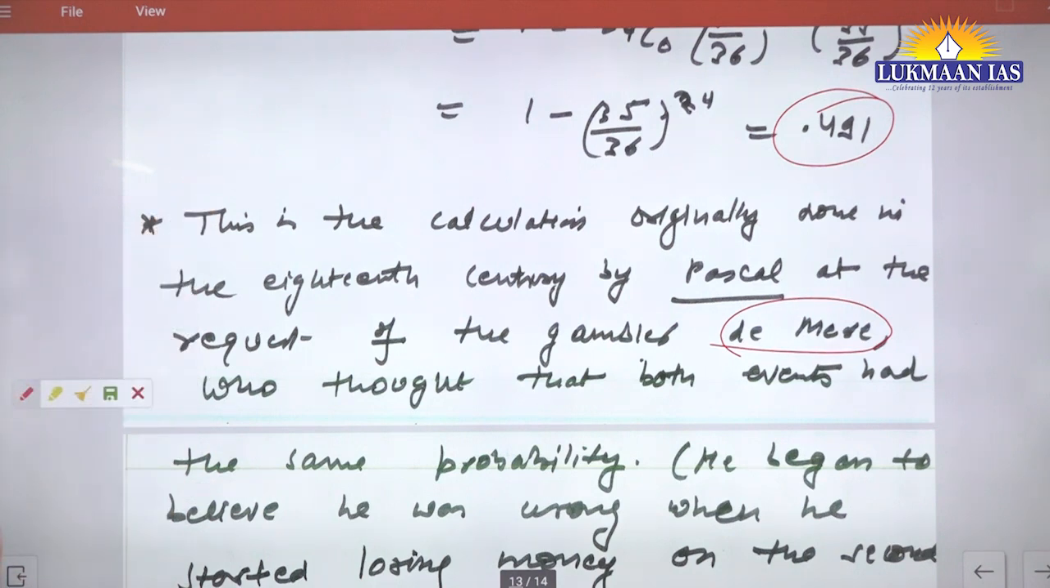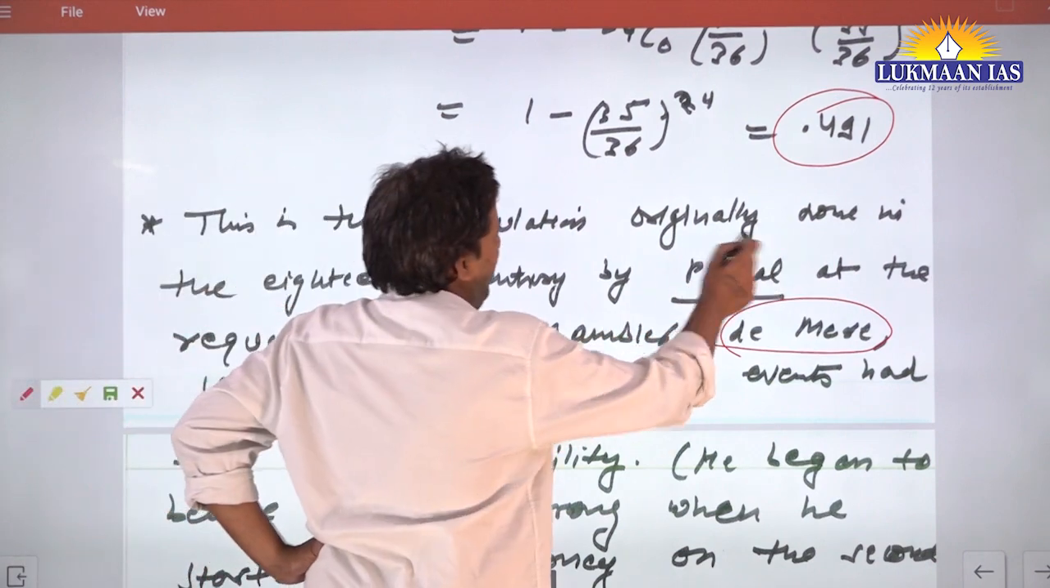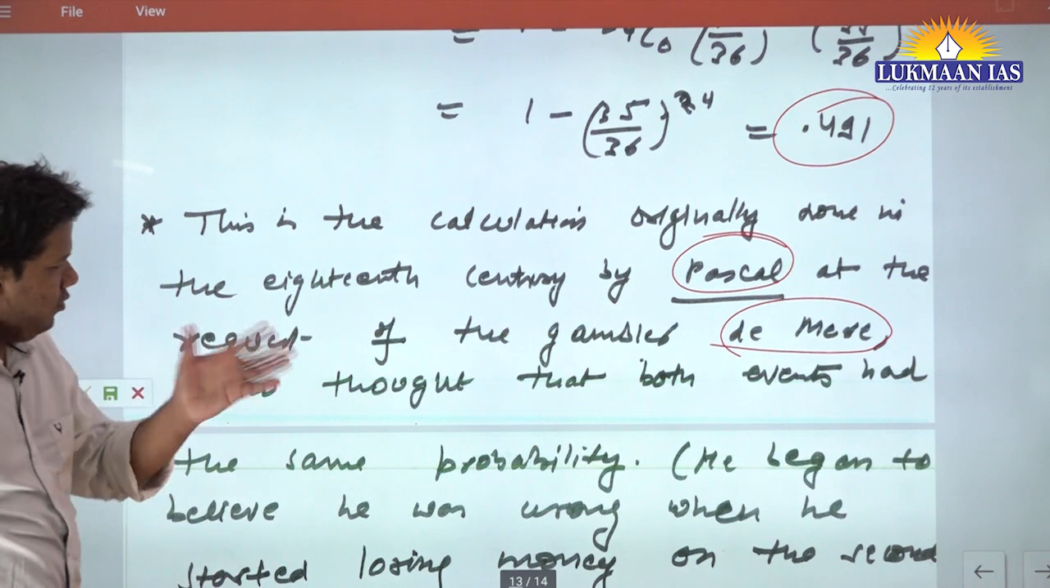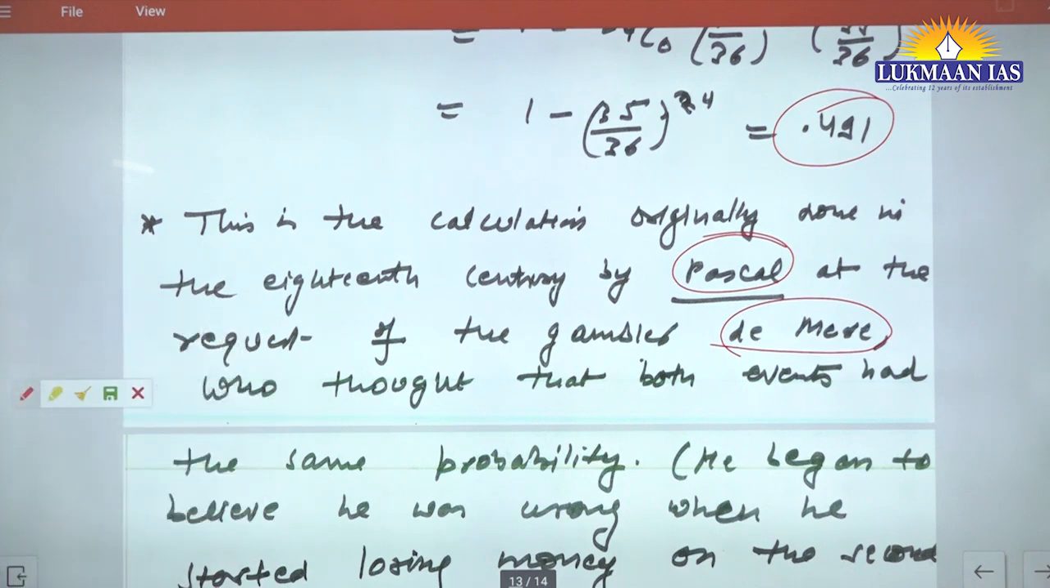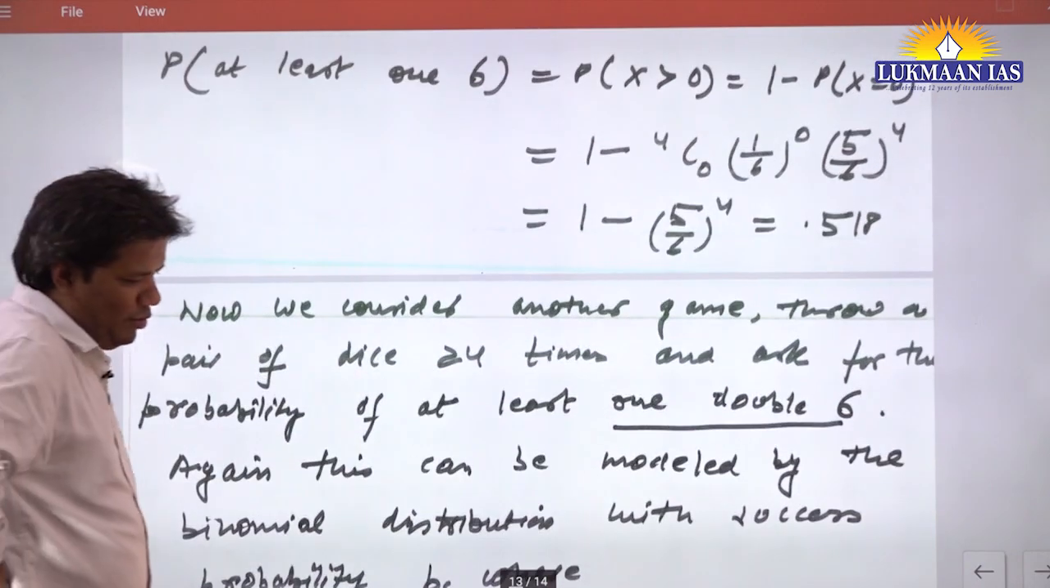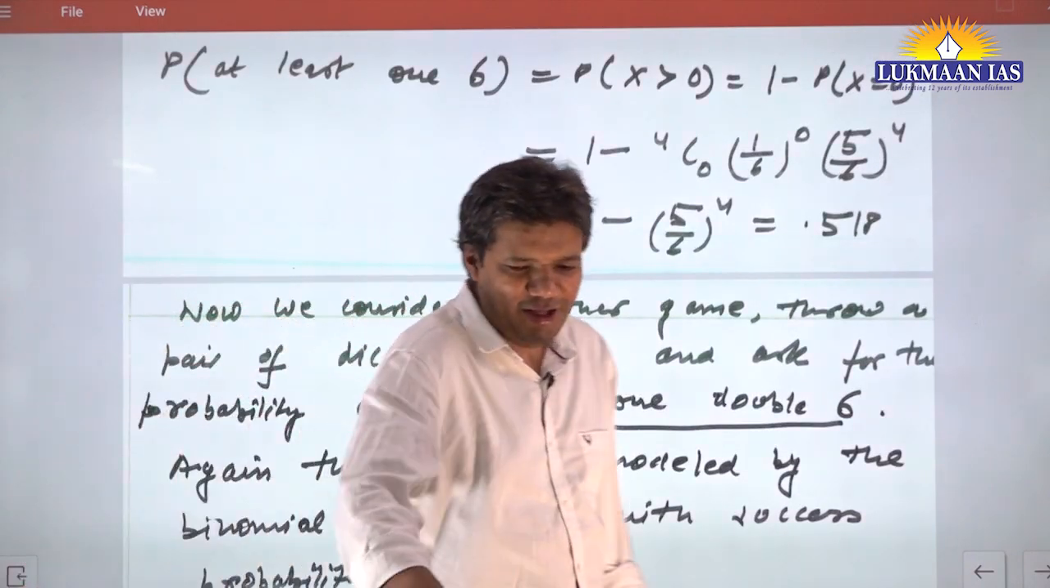So then he became a little bit skeptical. Then he asked Pascal, the famous mathematician. You must have read Pascal's triangle. A question on Pascal's triangle will come, somewhere in CSET management options, right? So that is going to happen, and then Pascal calculated this. And he solved the gambler's doubts.